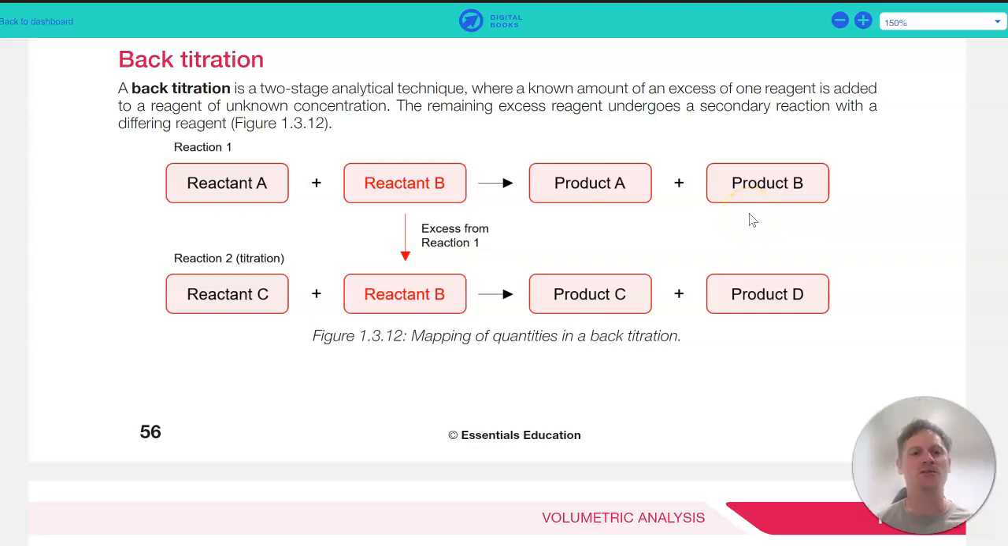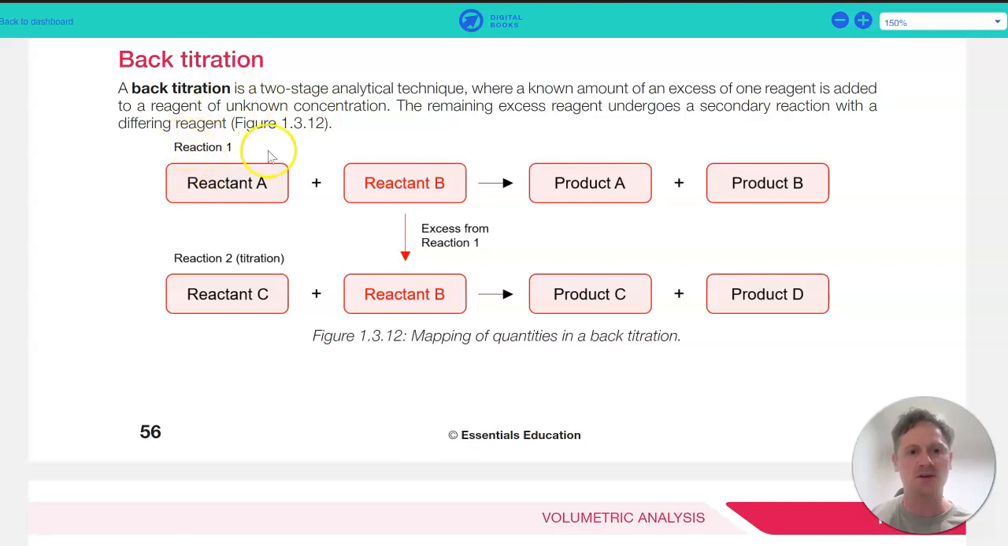Just want to talk you through this back titration problem through the essentials, and we'll work through it together. So first of all, hopefully you've seen my explanation of a back titration from the previous video, but we'll go through it again, okay? So essentially, a back titration is a two-stage analytical technique where a known amount of an excess of one reagent is added to a reagent of unknown concentration.